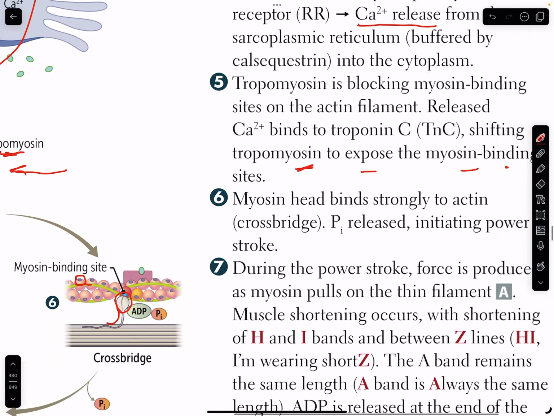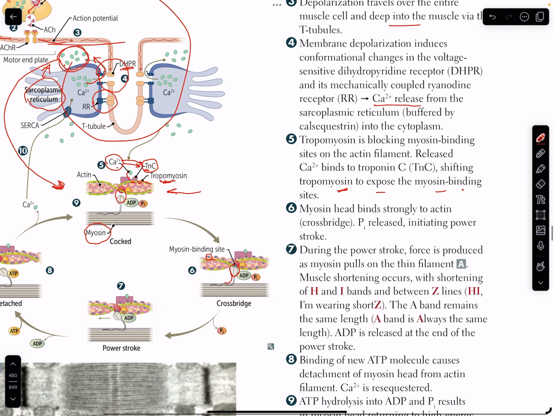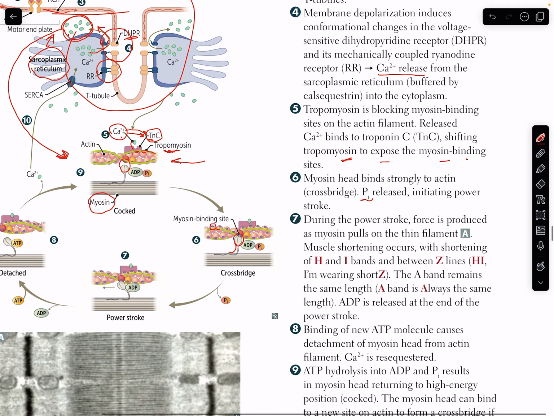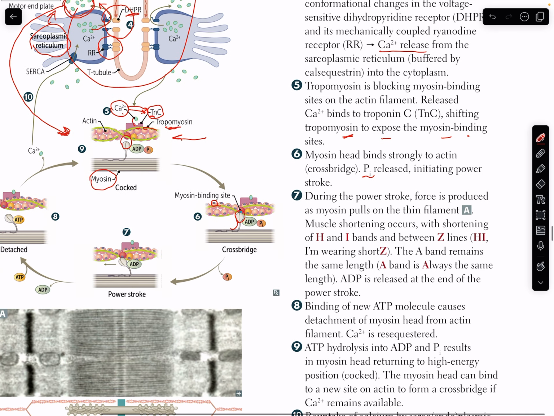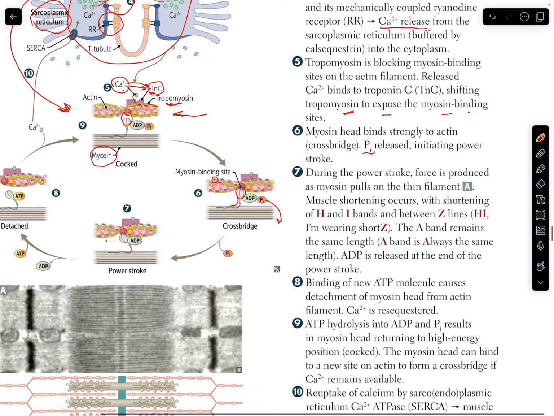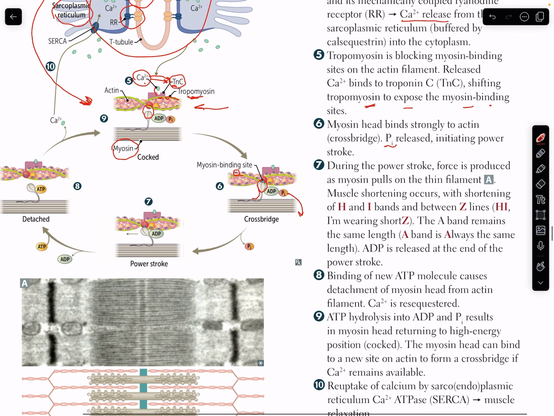Okay, so the myosin head binds strongly to actin, forming a cross bridge. Pi is released, initiating the power stroke. So after binding, you have to start the action. How will that start? The Pi, which is the phosphate, will be released, initiating the power stroke. So when it is released, you'll see the muscle move.